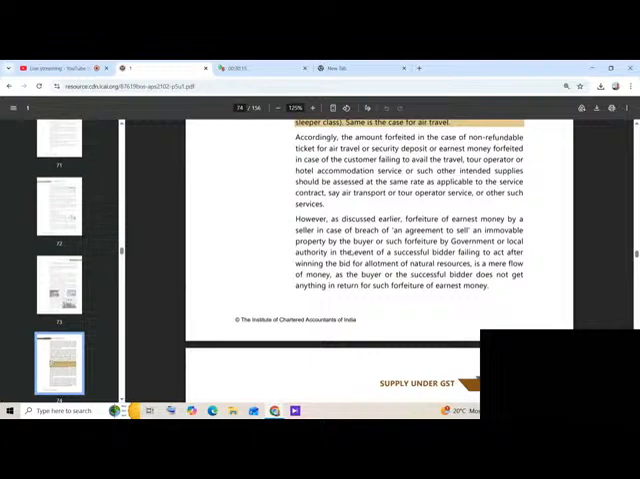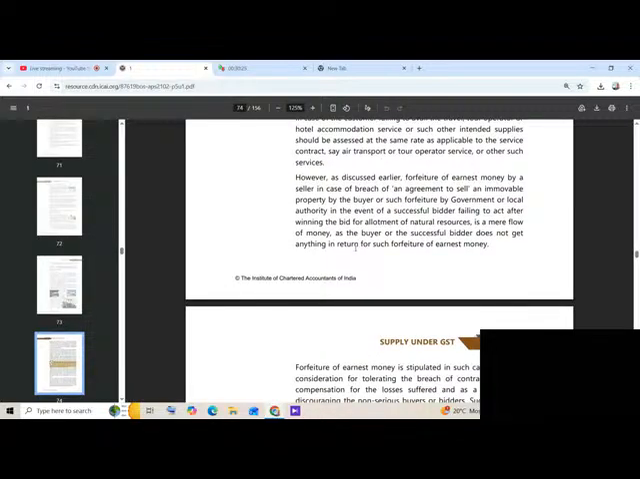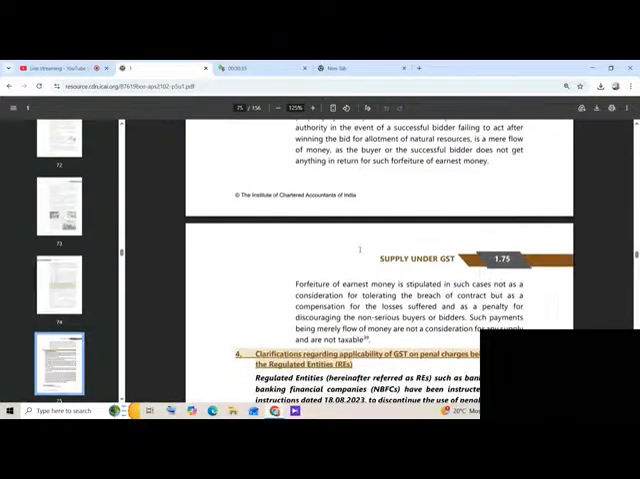However, as discussed earlier, forfeiture of earnest money by a seller in case of breach of an agreement to sell an immovable property by the buyer, or such forfeiture by government or local authority in the event of a successful bidder failing to act after winning the bid, is a mere flow of money, as the buyer or the successful bidder does not get anything in return for such forfeiture of earnest money.